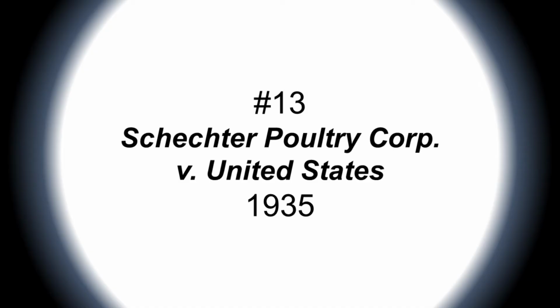Number 13, Schechter Poultry Corporation versus United States, 1935. In the first of several blows to FDR's New Deal, the National Industrial Recovery Act was declared to be unconstitutional on the grounds that only Congress can make laws.